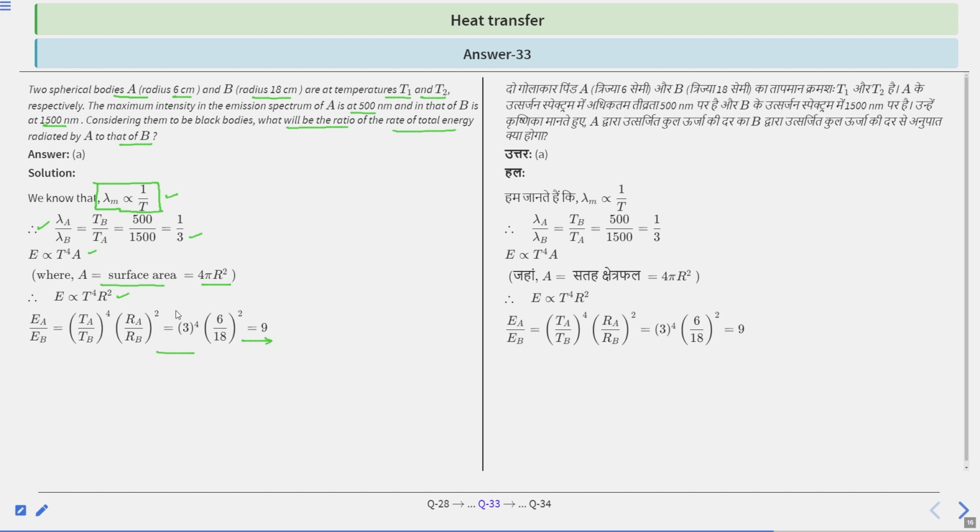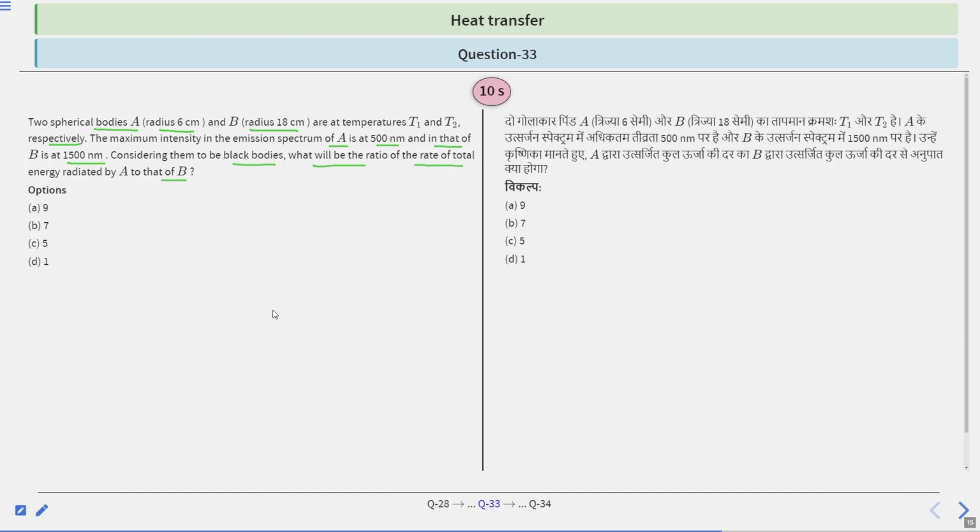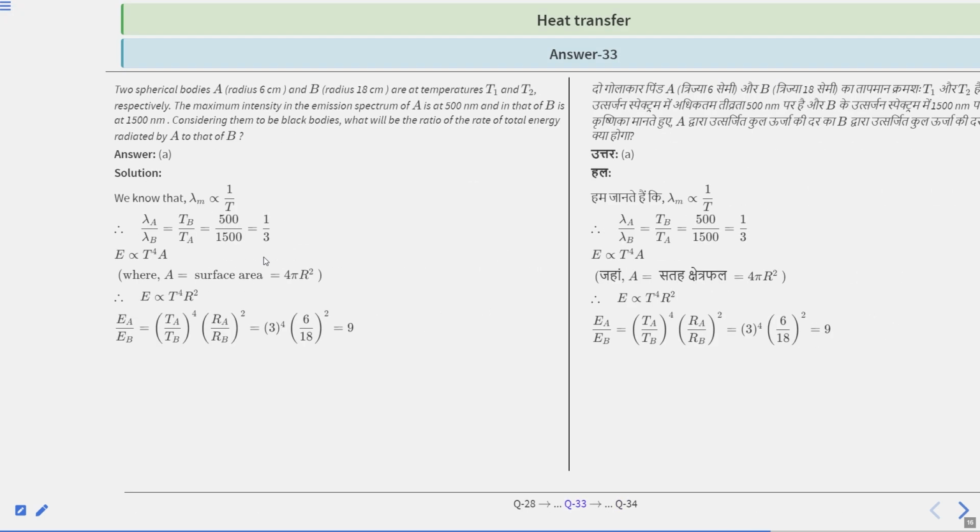Clear? So this is the calculation part. Solving this calculation, you will get the correct answer 9. So the correct option is 9. Option A is correct. Clear? Next question.